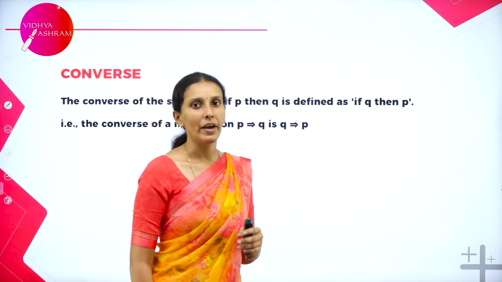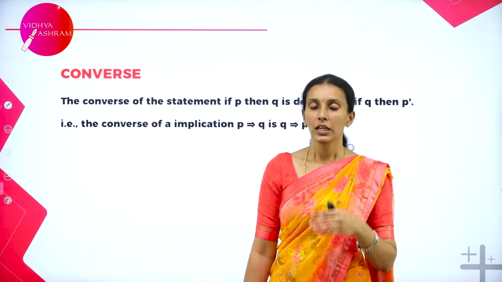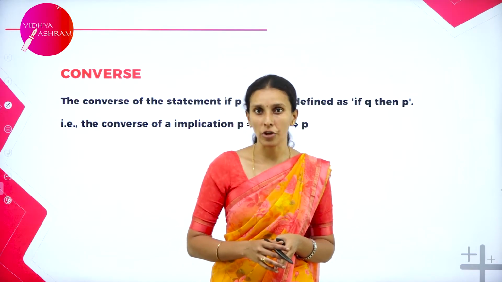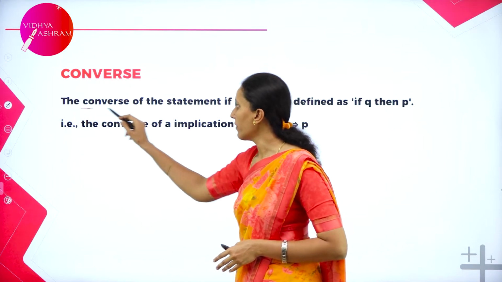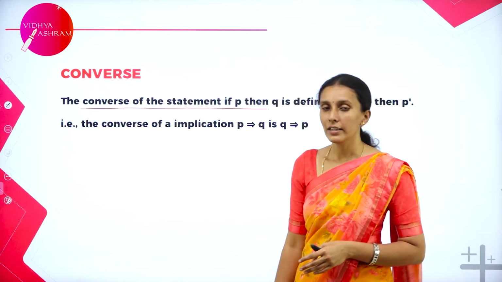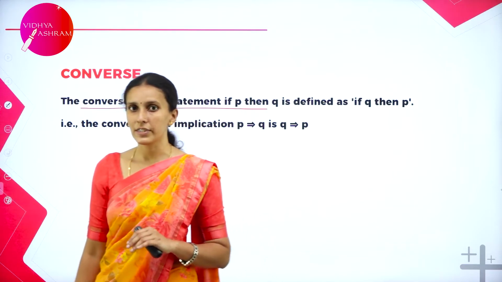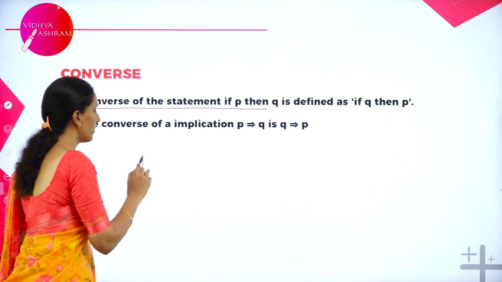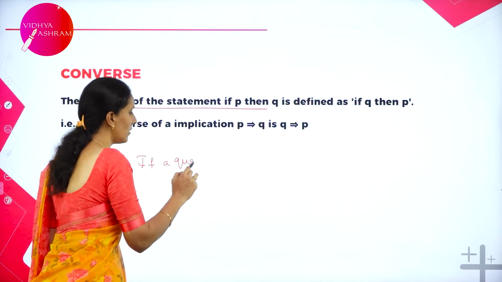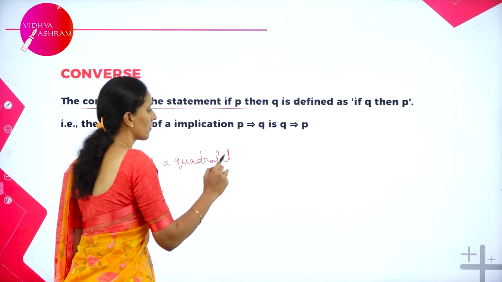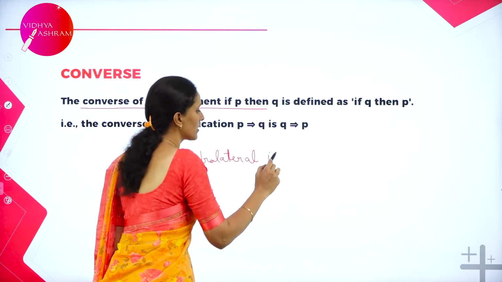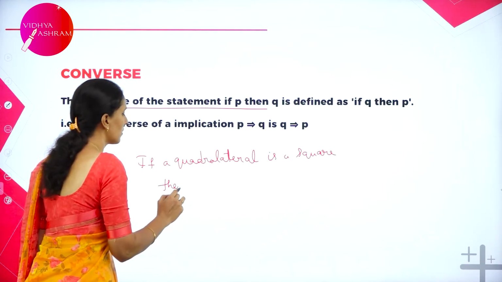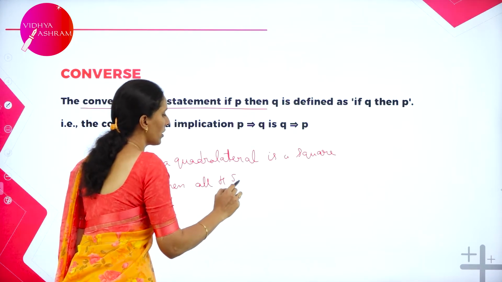Next we come across a very important concept, that is converse. The converse of a statement is very necessary in mathematics, especially in geometry. It is purely for the implication statement. Implication statement means if then statement. For example, if a quadrilateral is a square, then all four sides are equal.